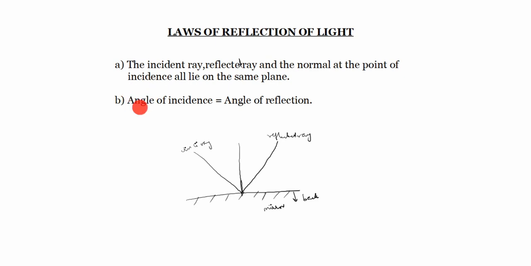First one finished. Second one: angle of incidence is equal to angle of reflection. So this is the incident ray. This is the reflected ray. The angle of incidence is I. The angle of reflection is R. So angle I is equal to angle R. If this is 30 degrees, this should be 30. If this is 40, this should be 40. These two points are the law of reflection of light.